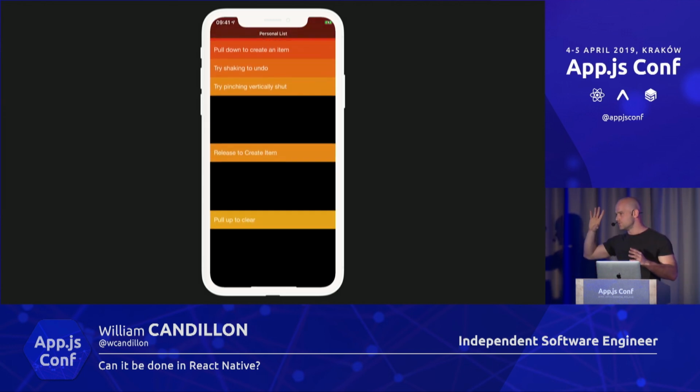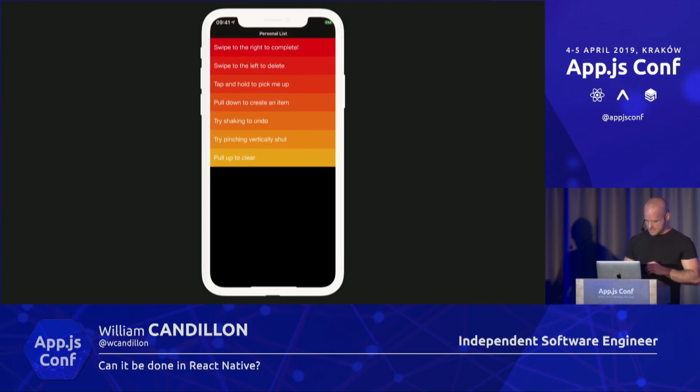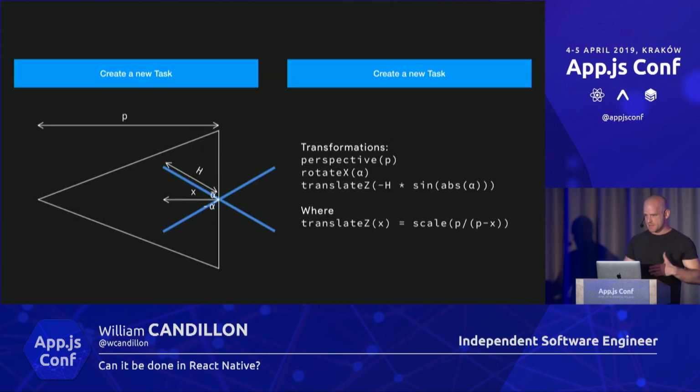And then we need to do this fancy 3D animation. We can implement it by overlaying 2 identical views on top of each other. We apply some perspective to the scene, and one of the views is going to rotate on the x-axis from 0 to 90 degrees, and one is going to rotate from 0 to minus 90 degrees. And finally, we need to apply a translate z transformation, which we can get by applying some simple trigonometry.